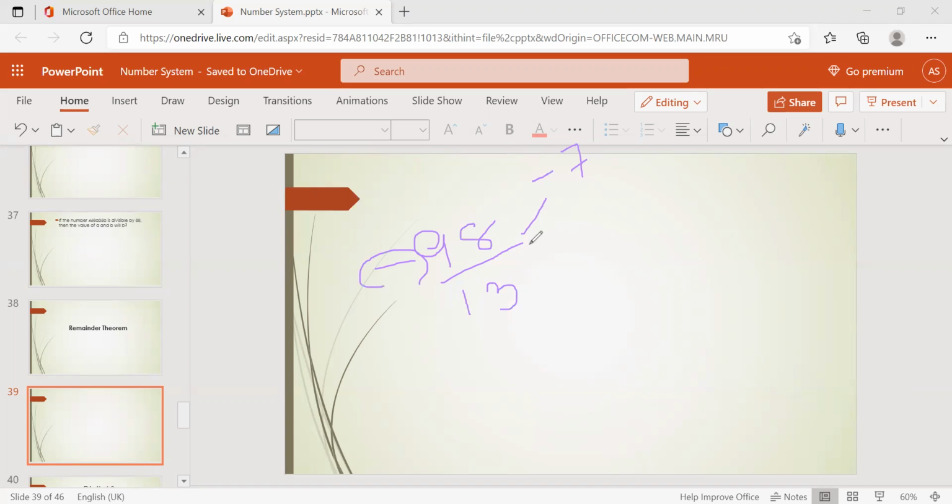At the same time, what's the next number? 104, it's nothing but 6. Right? So 6. This is a positive remainder. Here, if you just add these two, 7 and 6, we'll get 13, right? We'll get 13.